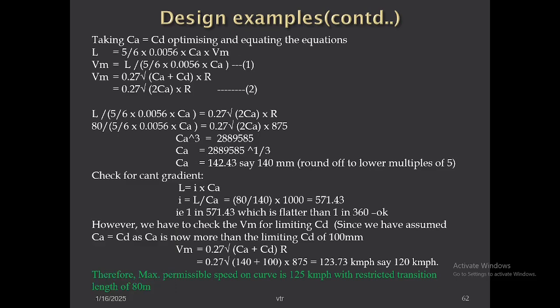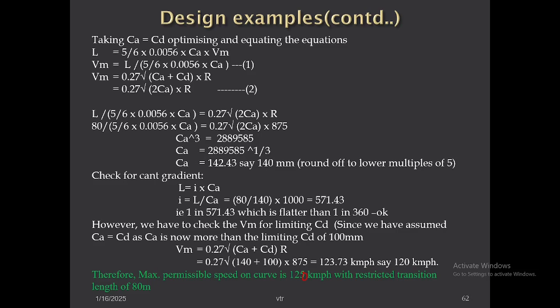This is 120 kmph, with the restricted speed, because of the 80 meter restricted transition length. So what is the sectional speed? Sectional speed is 130 kmph. So we can't permit 130 kmph. As far as the curve is concerned, we can permit only 120 kmph. So impose SRA 120 kmph on the curve.